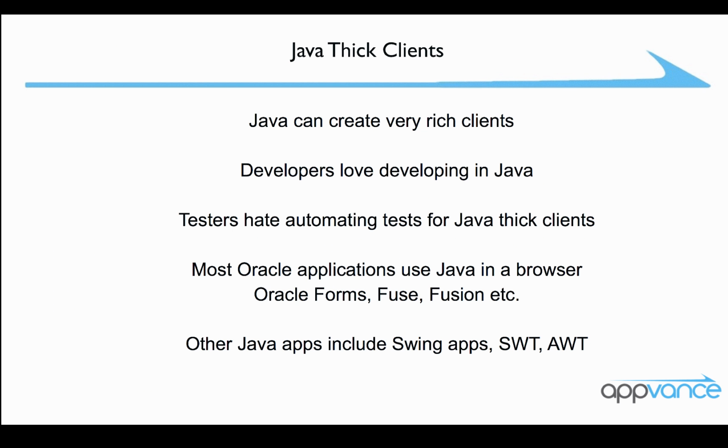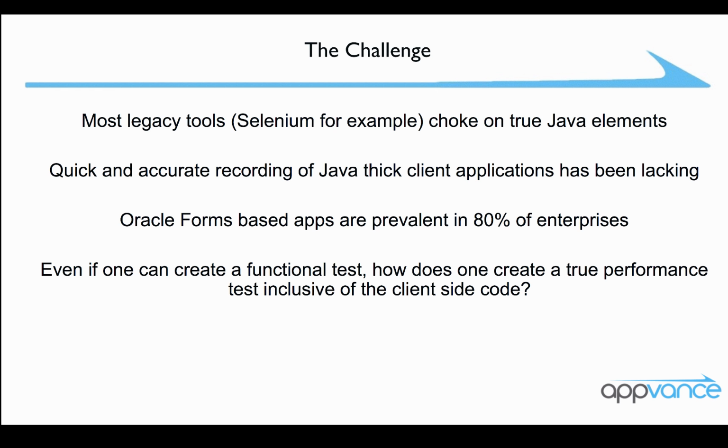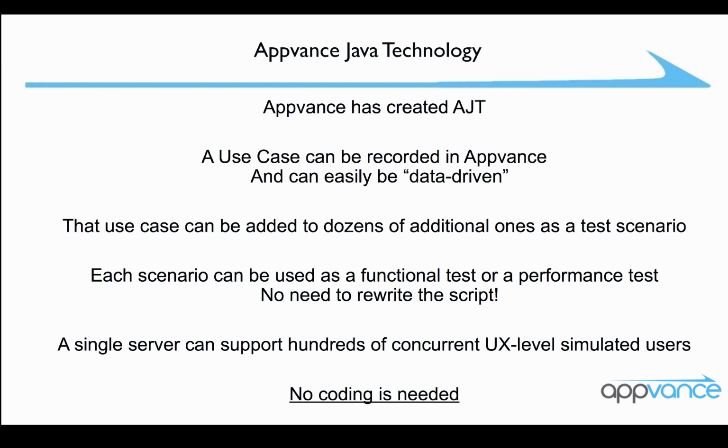But specifically today, we're going to talk about Java thick clients, and that's a common struggle to test thoroughly, and that's something that we'll be able to help with today. The real challenge is that most legacy tools like Selenium really choke up on Java elements. There's a lot of issues with being able to record properly in Java. So our solution is AJT, AppVance Java Technology, where a business process driven use case can actually be recorded in AppVance. It can easily be data driven, and then true test case scenarios can be created. And I want to highlight, no coding is needed.